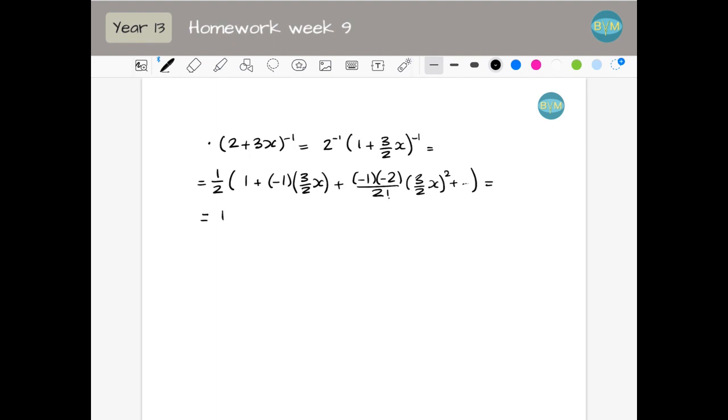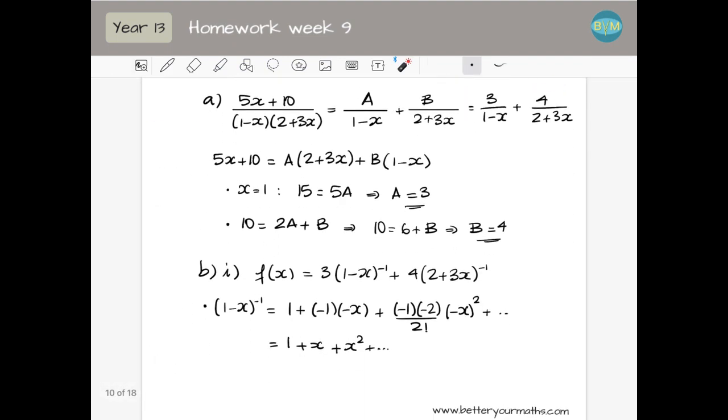Then I have 1/2 brackets 1 minus 3/2 x plus, I'm just finding the coefficients again, 9/4 x squared. And now finally I multiply by the 1/2. So I have 1/2 minus 3/4 x plus 9/8 x squared. And now I go back to f(x).